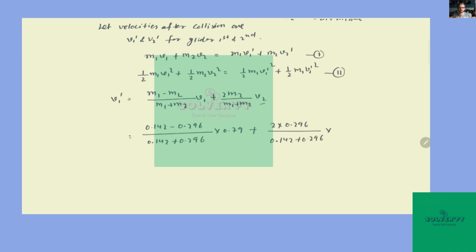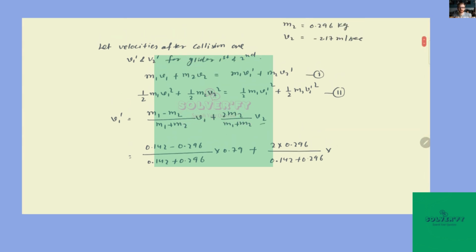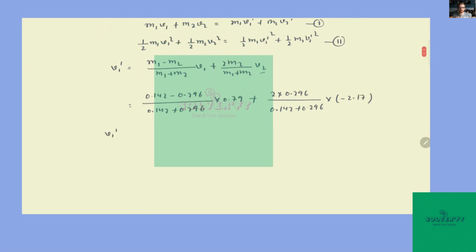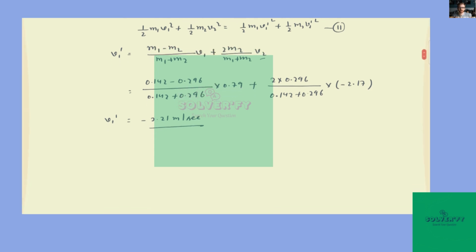the value of v2, which is minus 2.17. So this becomes minus, and for v1 dash we get around minus 3.21 meter per second. So after the collision, the velocity of the first glider is going to be 3.21 meter per second in the opposite direction of the initial velocity v1.